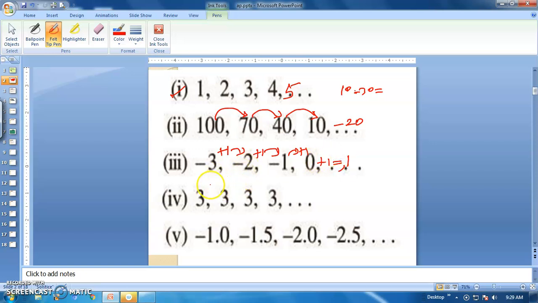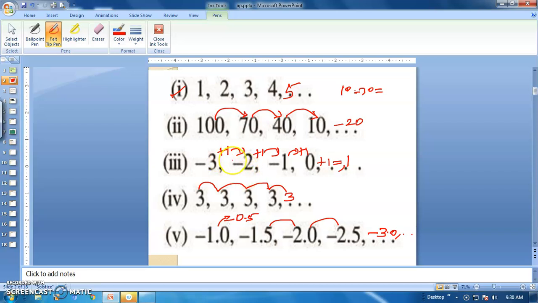And similarly here, 3 plus 0, 3. 3 plus 0, 3. Again 3. And what about here? Minus 1.0 and minus 1.5. Here we add minus 0.5 with the number. So minus 1.5. And what about here? If you add this one means minus 2 and minus 2.5. So the next number is definitely minus 3.0. So in all the series we can find the next number.